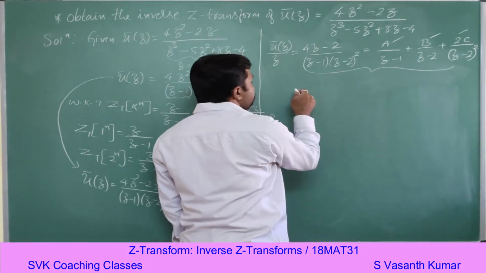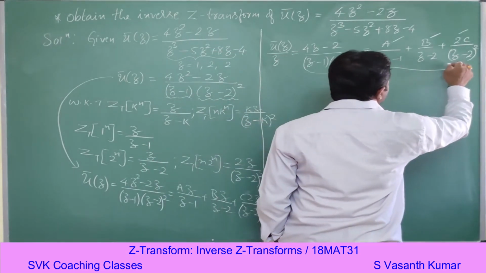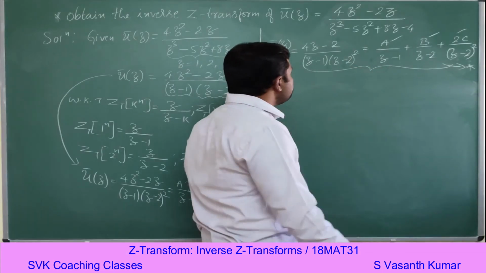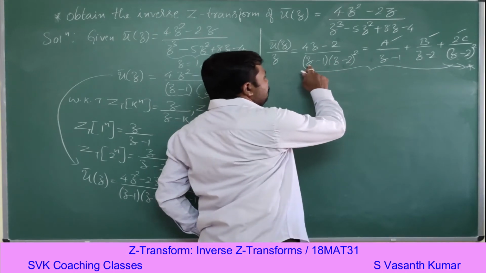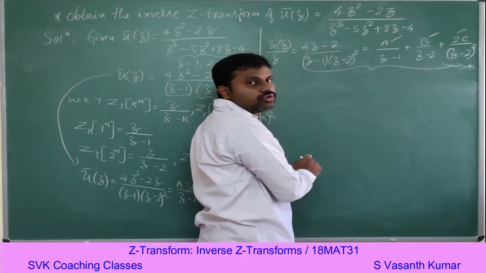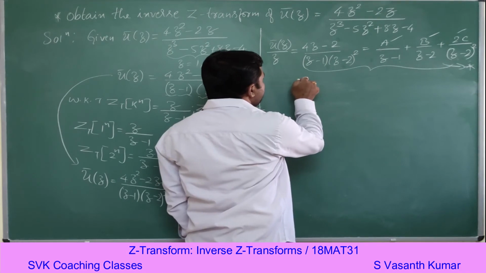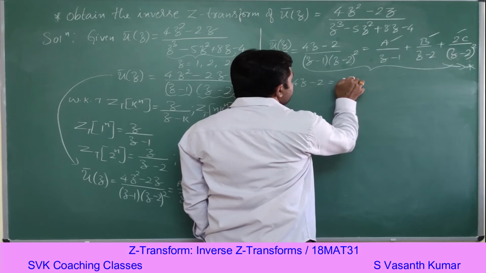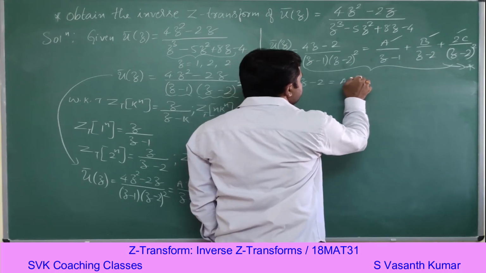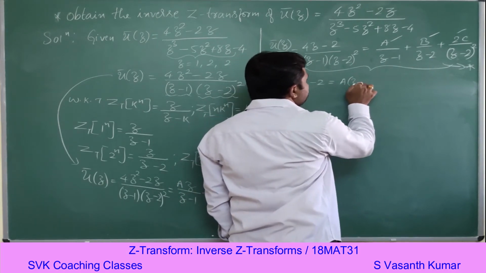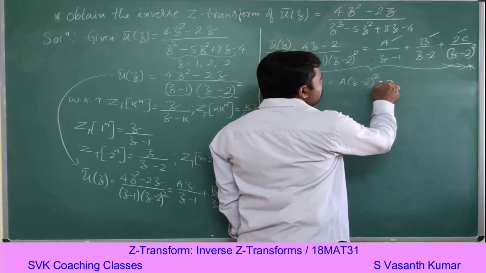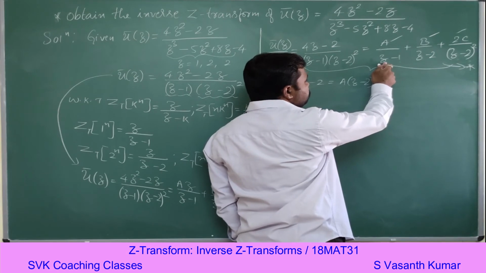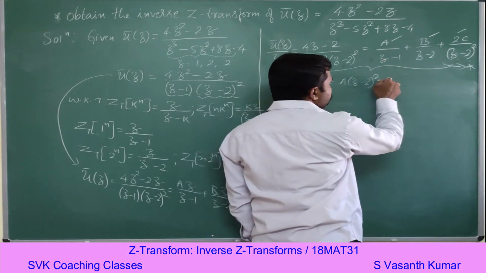Consider this equation. You can name this as equation star. By using these two values, cross multiply by z minus 1 into z minus 2 the whole square. We are going to get 4z minus 2 equal to a multiplied with z minus 2 whole square, since z minus 2 whole square into z minus 1 divided by z minus 1, z minus 1 gets cancelled.